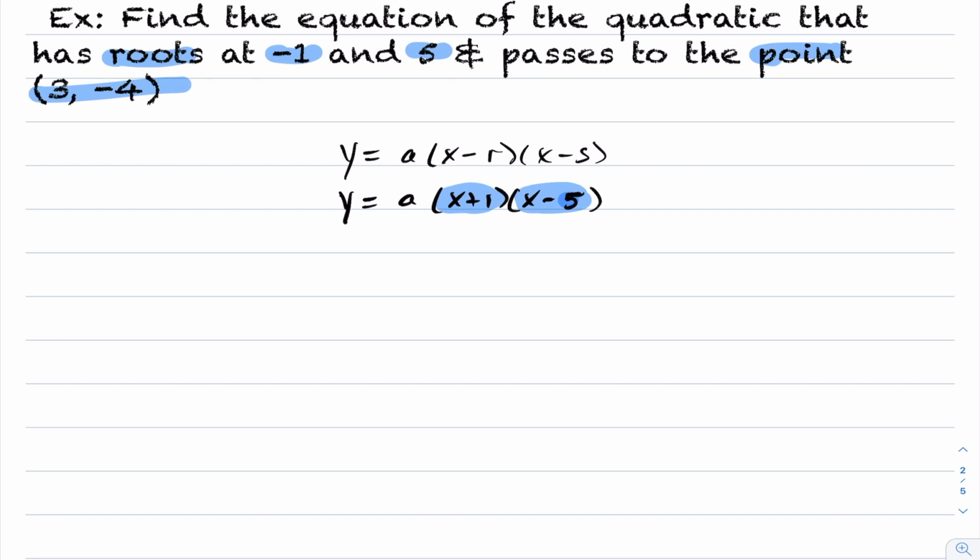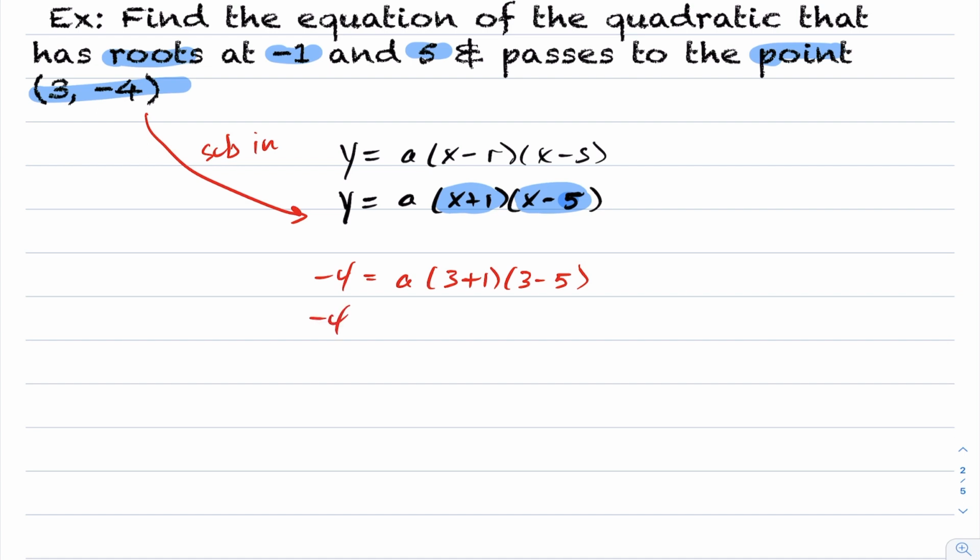Okay, so now I've got my r and s values here. I want to solve for my a value like we did in the previous question. I'm going to sub this point in. This is a point on my quadratic, so I can sub it in. So when I sub this in here, y equals -4 and x is equal to 3.